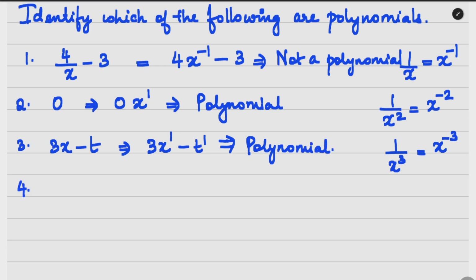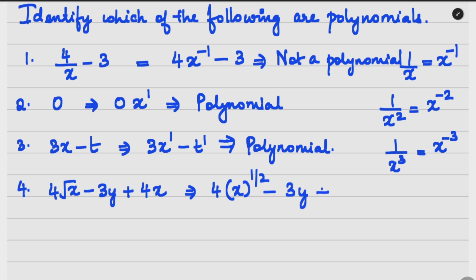The fourth question. What about 4 root x minus 3y plus 4x? Is this a polynomial? The square root of x can be written as x to the power 1 by 2, so it is 4 into x to the power 1 by 2, minus 3y plus 4x, isn't it? So here if you see this power, x to the power 1 by 2, 1 by 2 is not a whole number. Therefore, it is not a polynomial.